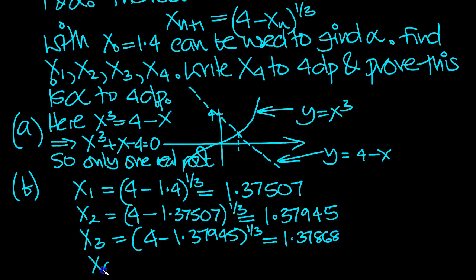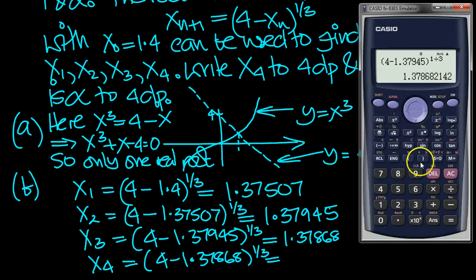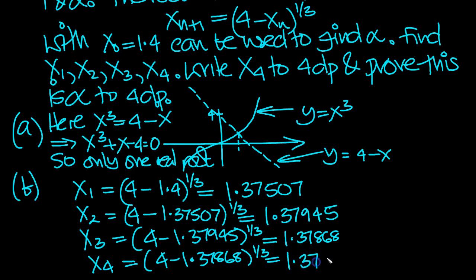And then x4, which is the value that we want, is 4 minus the 1.37868 to 1/3, all to the power third, is equal to 1.3788, and we wanted it to 4 dp, didn't we? 1.3788. And that's to 4 decimal places, which is what we wanted.